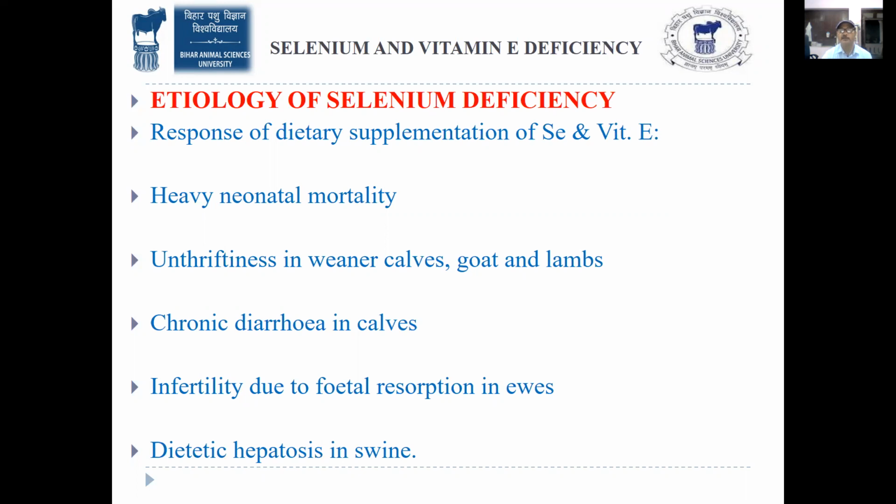Chronic diarrhea in calves can be caused by selenium and vitamin E deficiency. Deficiency of selenium and vitamin E leads to infertility due to fetal resorption in ewes. Dietetic hepatosis in swine is also an important syndrome of selenium and vitamin E deficiency.